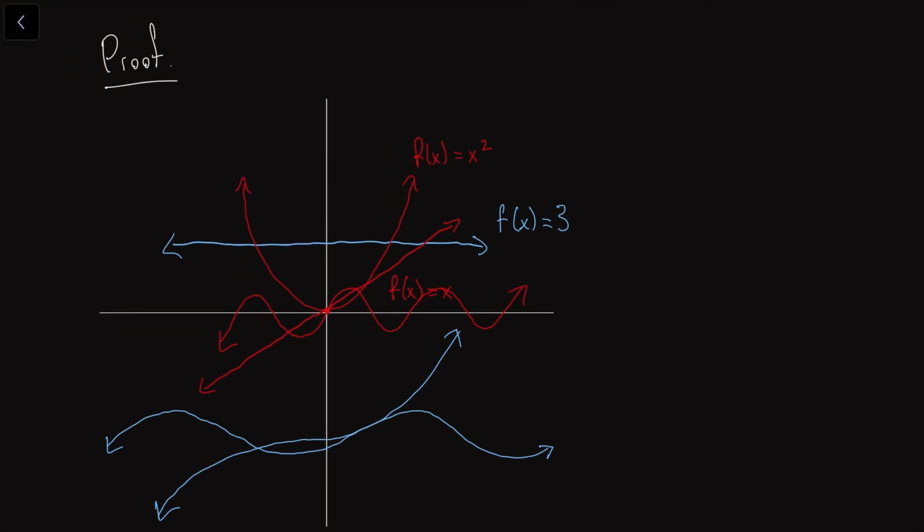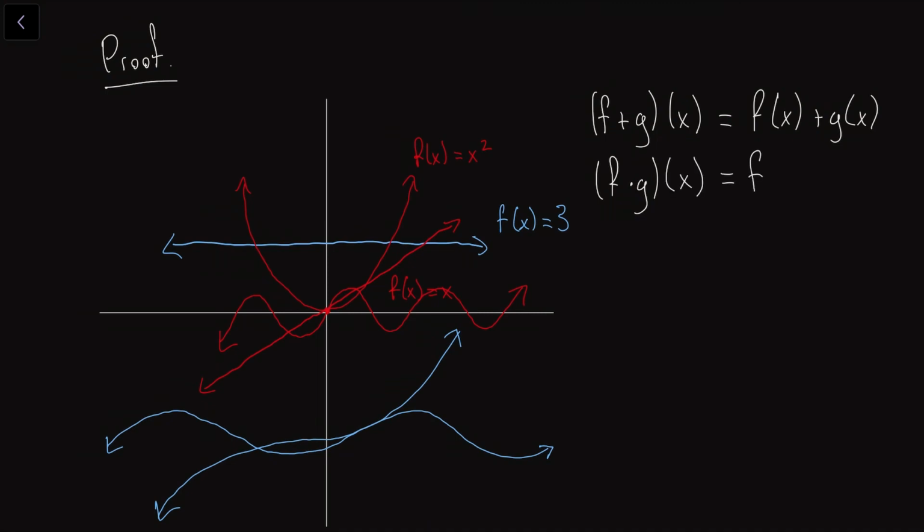Okay, so we can recall that addition and multiplication in this ring of continuous functions is defined pointwise. So taking f plus g actually defines a function that sends x to the sum f of x plus g of x. And similarly for multiplication, multiplication is defined pointwise. So f times g actually defines a function which sends x to f of x times g of x.